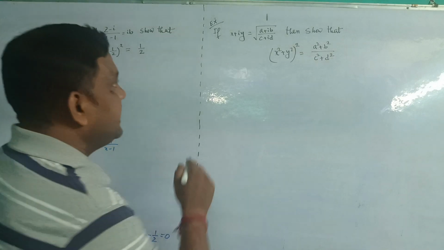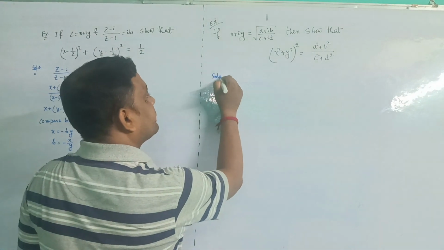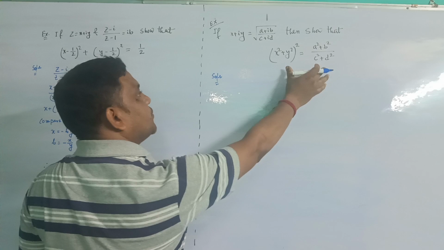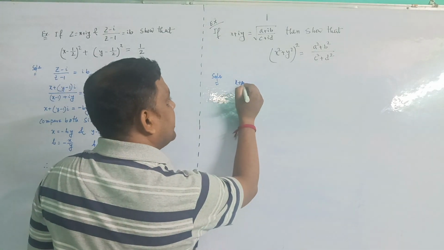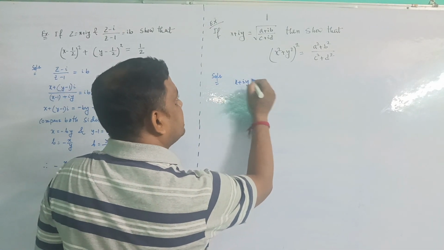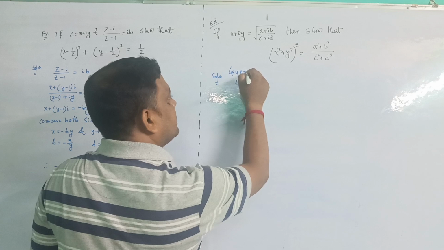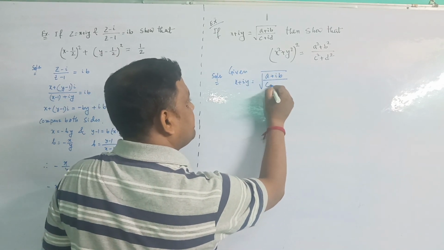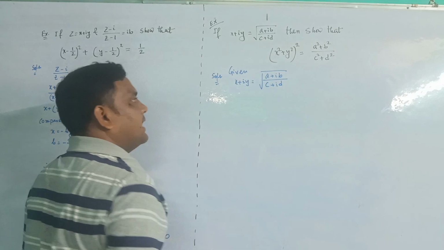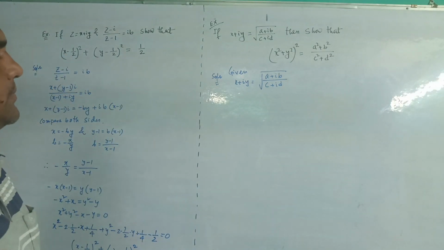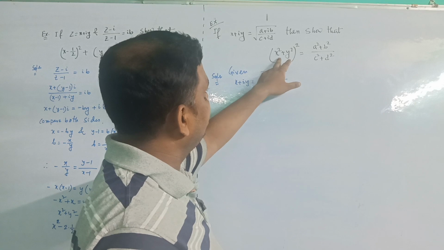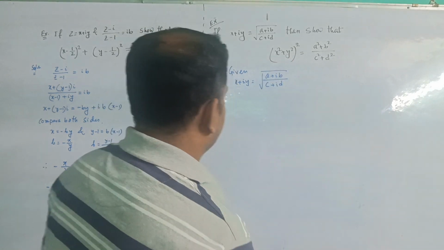Now our next problem. Given x plus iy is equal to this, you need to show it like this. So given x plus iy is equal to root under (a plus ib) by (c plus id). You need to find that particular term, I mean x square plus y square.